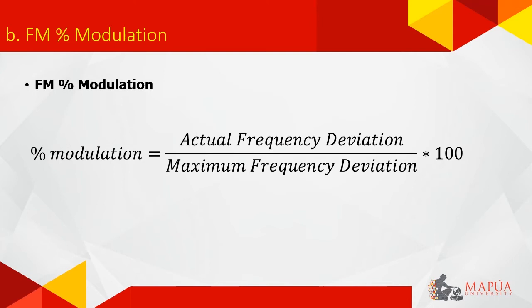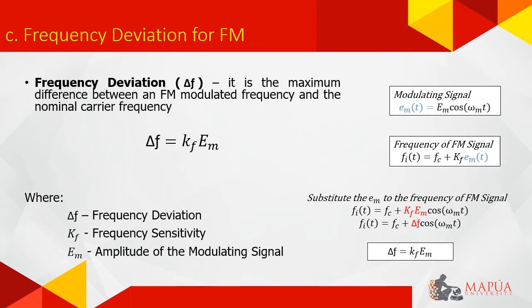The FM percent modulation is the ratio of the actual frequency deviation to the maximum frequency deviation multiplied by 100. Frequency deviation is the maximum difference between the FM modulated frequency and the nominal carrier frequency, which is given by delta F is equal to K sub F times E sub M, where delta F is the frequency deviation, K sub F is the frequency sensitivity, and E sub M is the amplitude of the modulating signal.